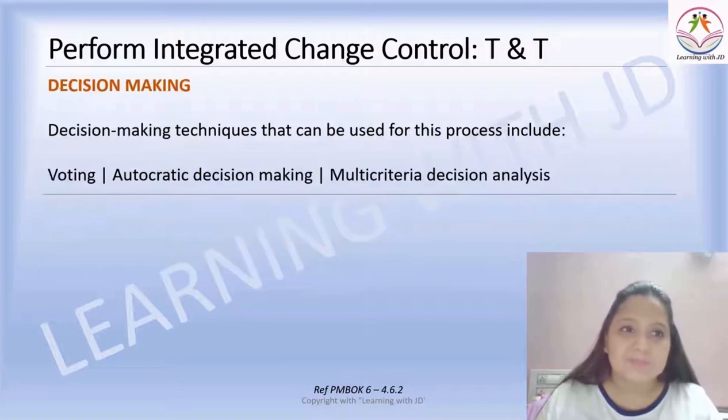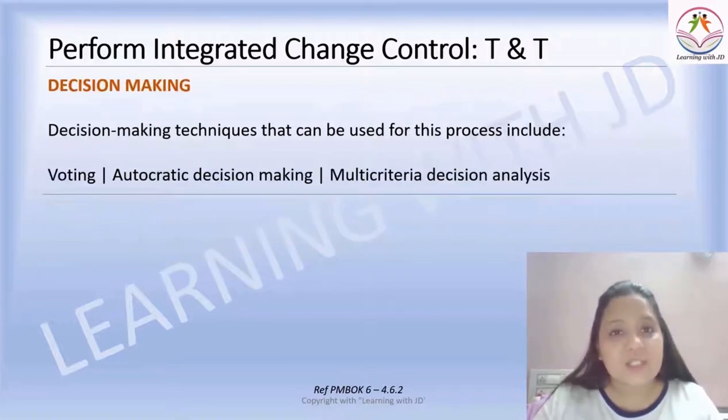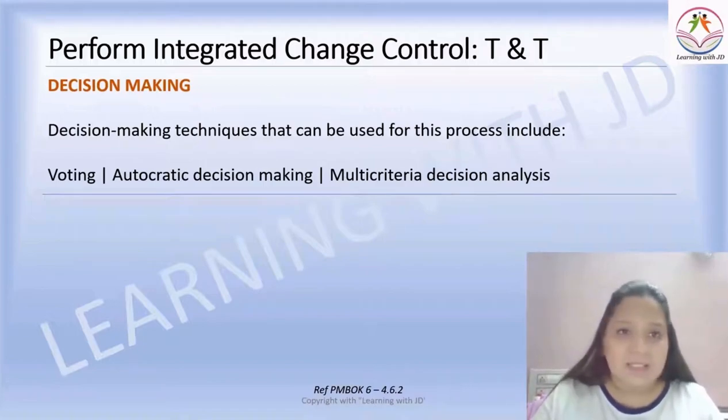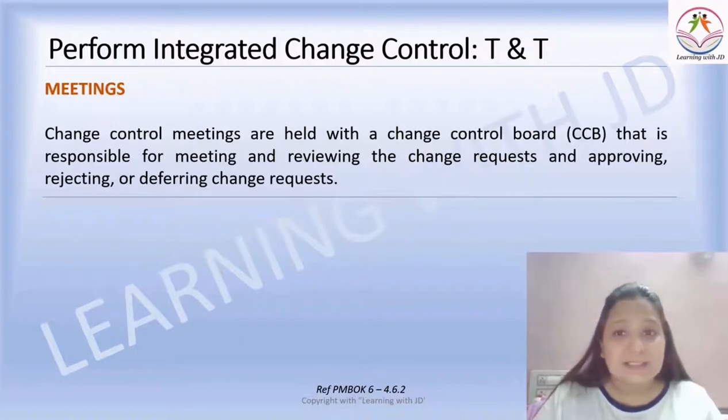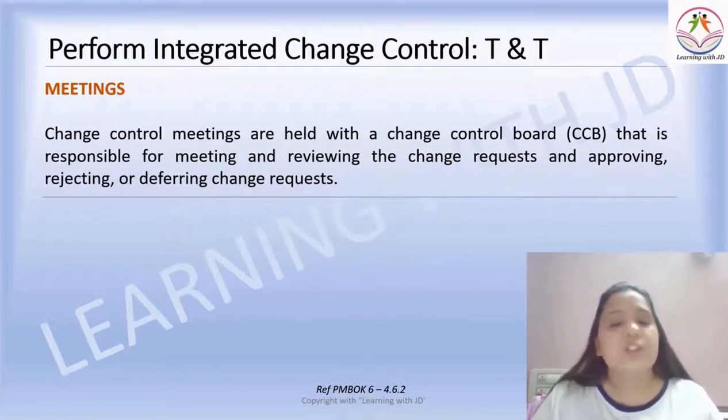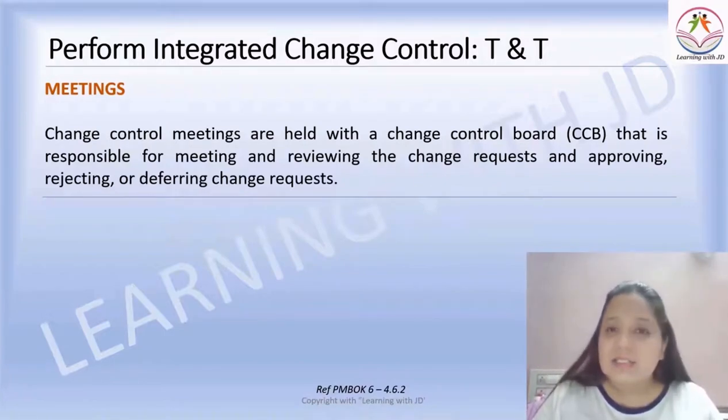Then comes your decision making. Decision-making techniques that can be used for this purpose include voting, autocratic decision making, and multi-criteria decision analysis. Then another tool and technique often used for perform integrated change control is meetings. You meet the stakeholders, you meet other team members, you meet the sponsor to decide whether a change is requested. The change that is requested needs to be approved, rejected, or deferred.